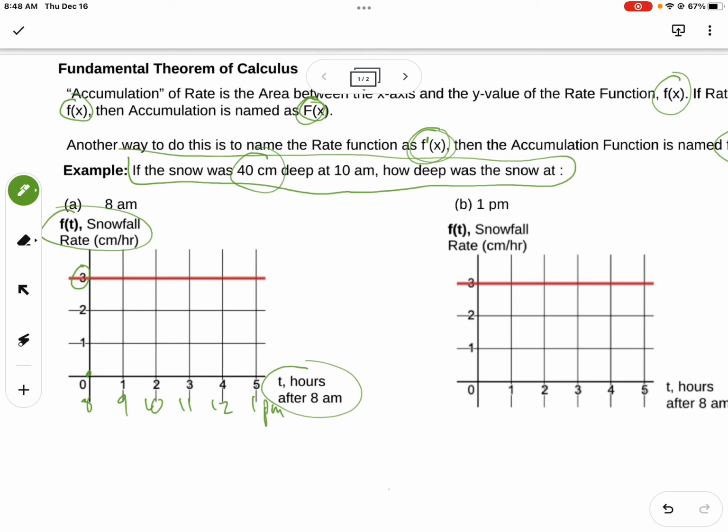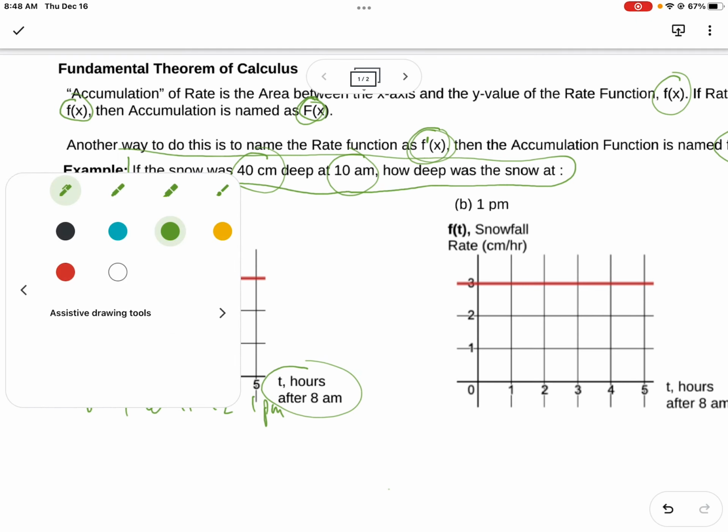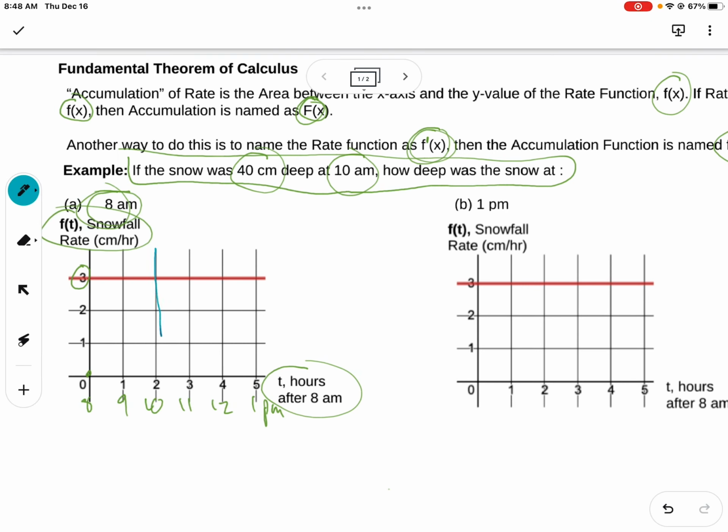So if there were 40 centimeters of snow on the ground at 10 a.m., how deep was the snow at 8 a.m.? Okay, so we know that if I'm going to get how deep the snow is at 8 a.m. and I happen to know the depth at 10 a.m., so there's 10 a.m. right there, and I need to find the depth of snow at 8 a.m., I'm going to be looking at 0 hours after 8. So that means I need to look at this area.